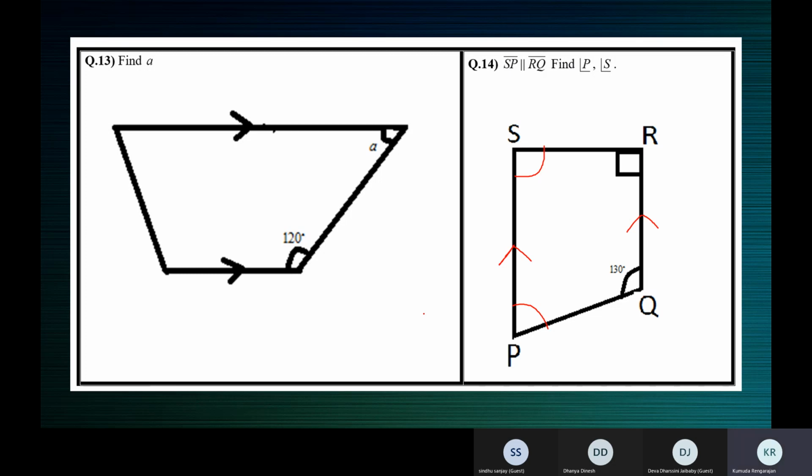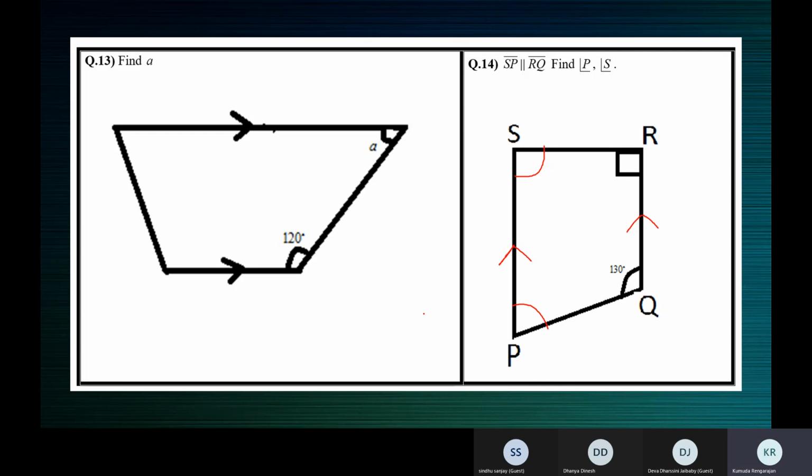Is PQRS a quadrilateral? Yes, ma'am. It is a quadrilateral because it's a figure bounded by 4 line segments. It's a closed figure made up of 4 line segments, so it's a quadrilateral.